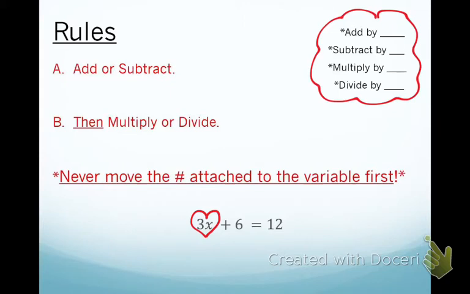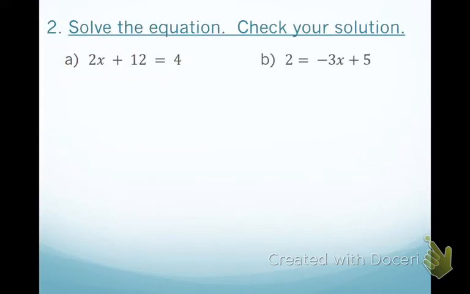So let's look at our first example today. 2x plus 12 equals 4. Does anyone see who the variable's best friend is? 2. What about the 2? Multiply by 2. Remember, when there's a number next to a letter, that means to multiply. So those two are best friends. So I want you to take your red pen and put a heart around them. That means don't touch the multiply by 2 yet.